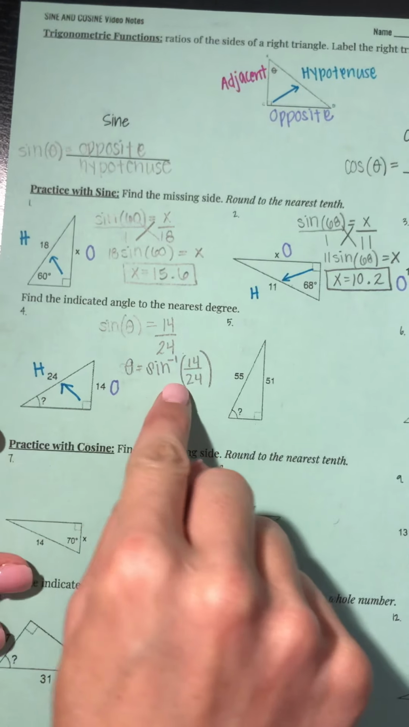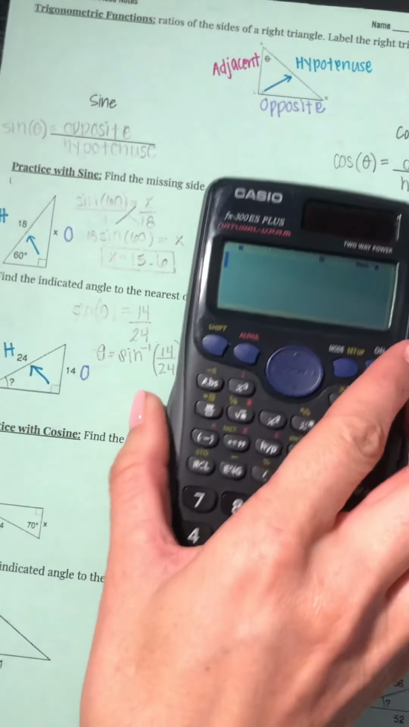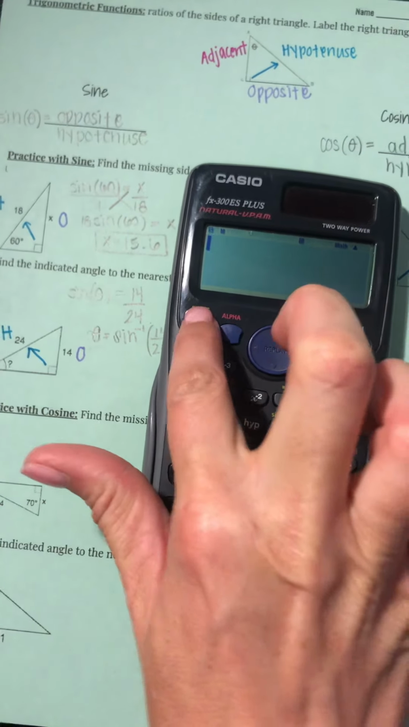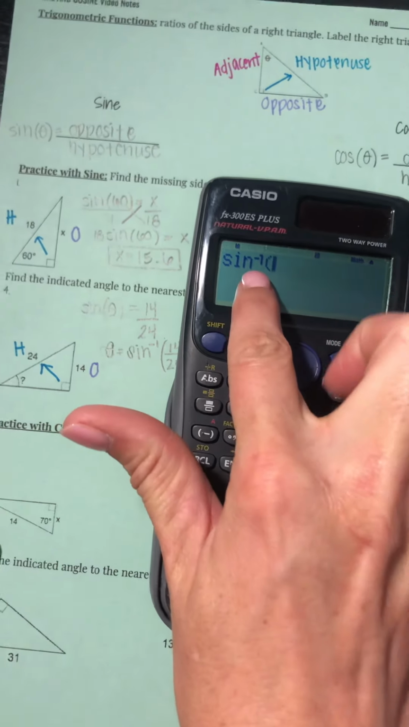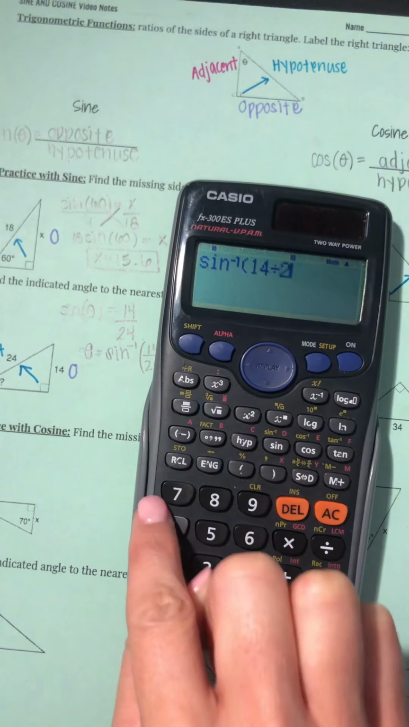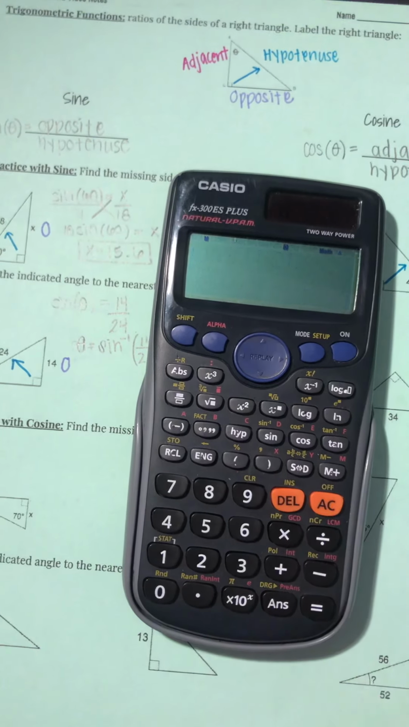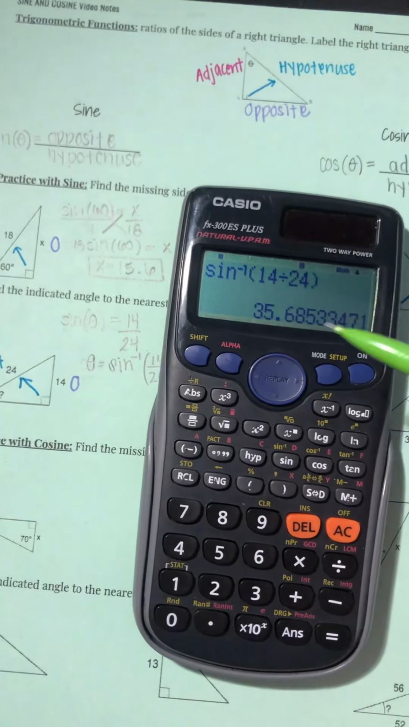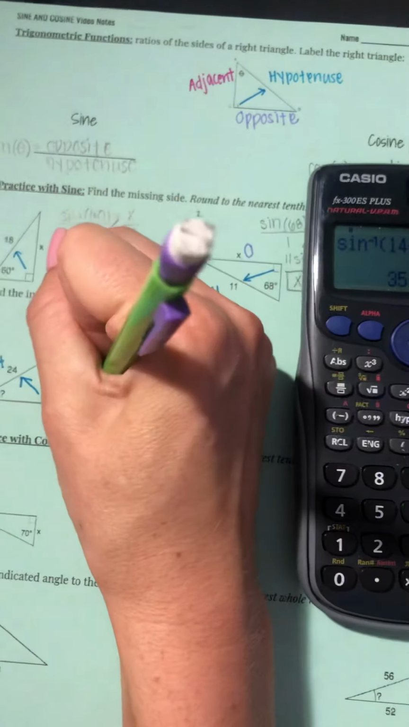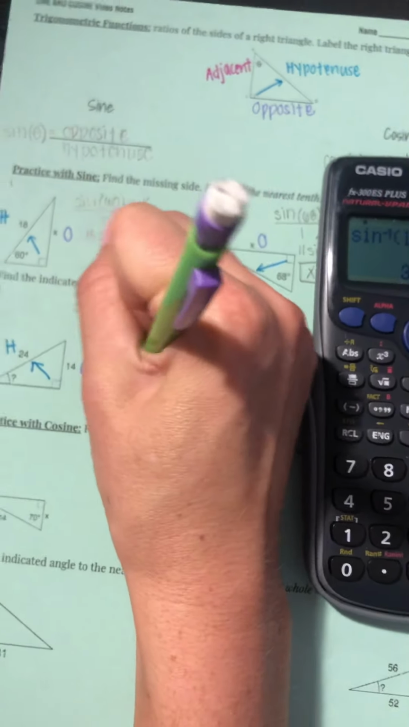So you want to type that exact thing into your calculator. So to get sine inverse, make sure you press shift sine. You should see that little -1. 14 divided by 24. And then you're going to round it to the nearest whole number. So theta would be about 36 degrees.